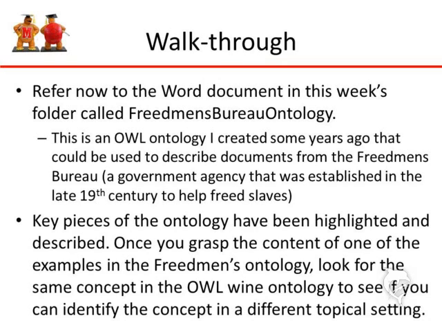I would also really like for you to start looking for connections between what you see in this ontology, the Freedmen's Bureau ontology, and what you saw in the RDF spec and the OWL wine ontology that you had for your readings tonight. Those should help you figure out how some of these relationships are defined. If you see something in the Freedmen's Bureau ontology that doesn't make sense, see if you can find it in the wine ontology or in the OWL specification, and you might be able to read a useful definition of what it is and how it works.